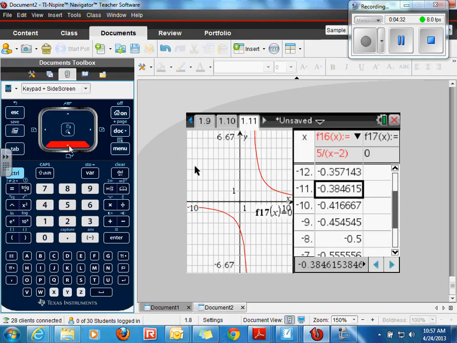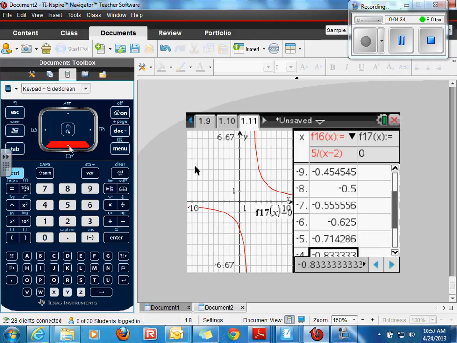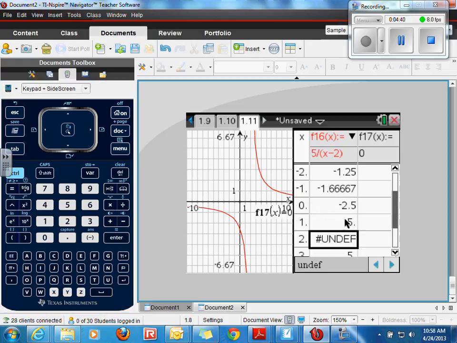So that's how you know that it gets up to 2, but it doesn't include 2 because it's undefined, and you want to go backwards in the table. So you want to go back to negative infinity because it's never actually going to reach 0 in that direction.